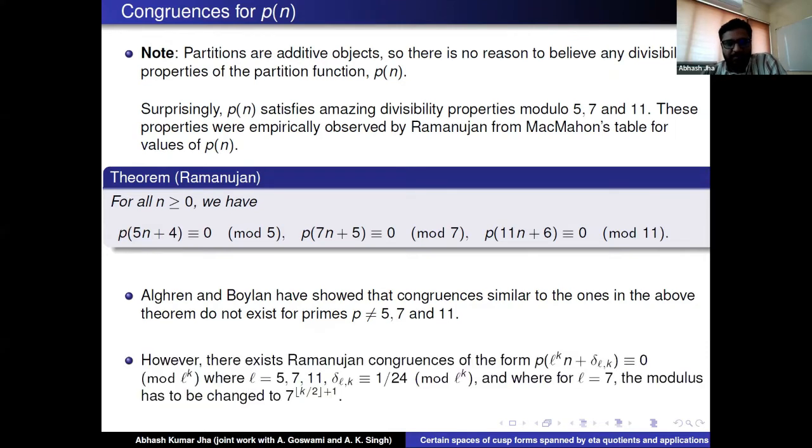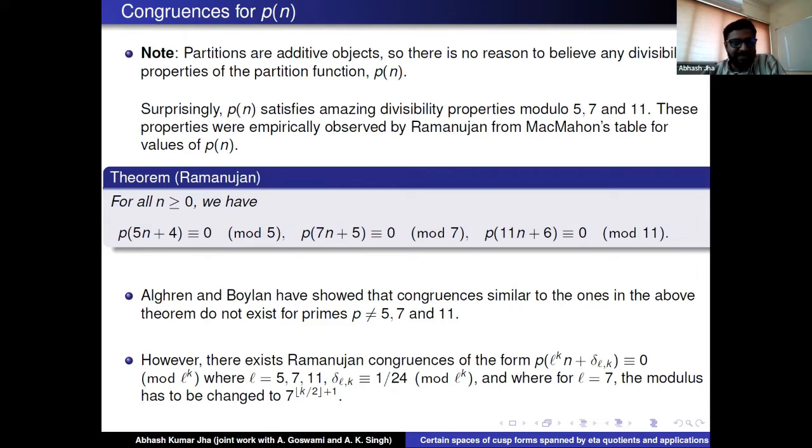However, there are some prime power congruences satisfied by the partition function, namely of this form: p of L to the power k n plus delta sub k is congruent to 0 modulo L to the power k, where L is this prime, 5, 7, or 11. And delta k is this integer with this congruence condition. Note here that in the case of 7, this modulus is not actually L to the power k, but it has to be 7 to the power the integer part of k by 2, plus 1. So these are some congruences satisfied by the partition function.